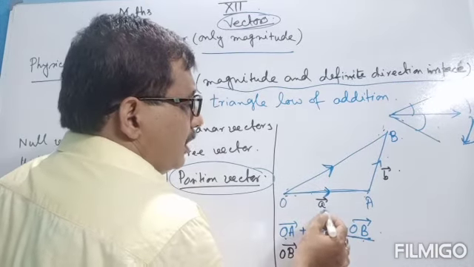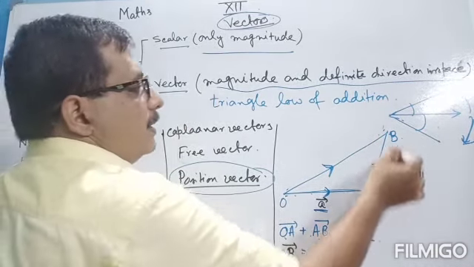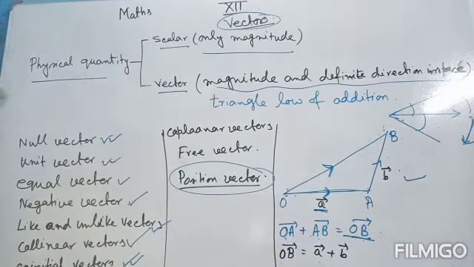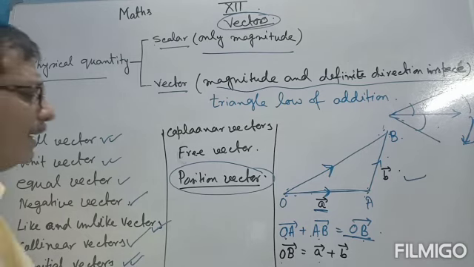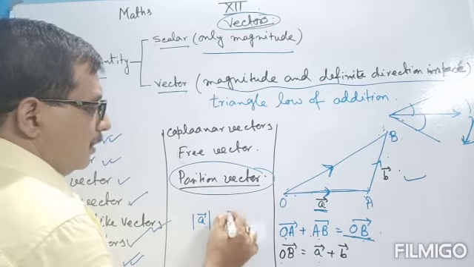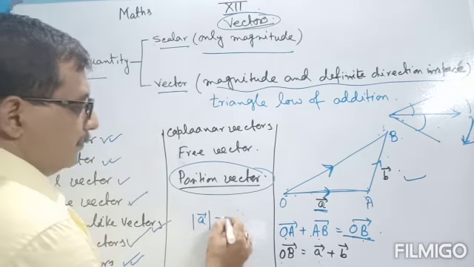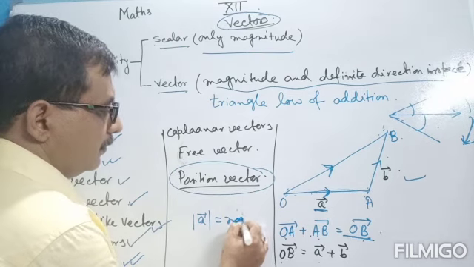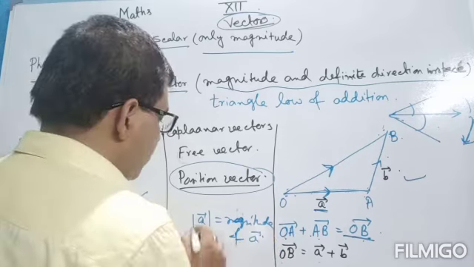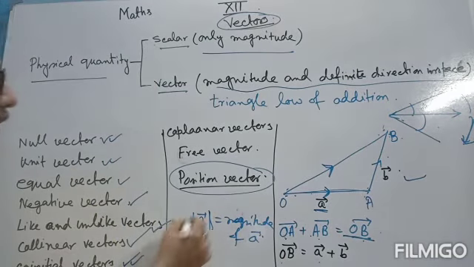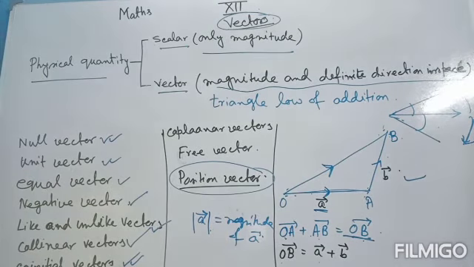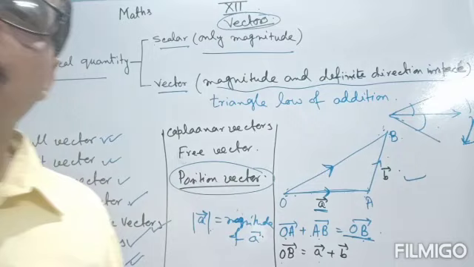If OA vector is denoted by small a vector and AB vector is denoted by small b vector, then OB vector is nothing but a vector plus b vector. And this is the magnitude of a. Magnitude of vector a is denoted by this. It is known to you. You must mention the arrow, and this is the mod sign. Magnitude of vector a is defined in this way.